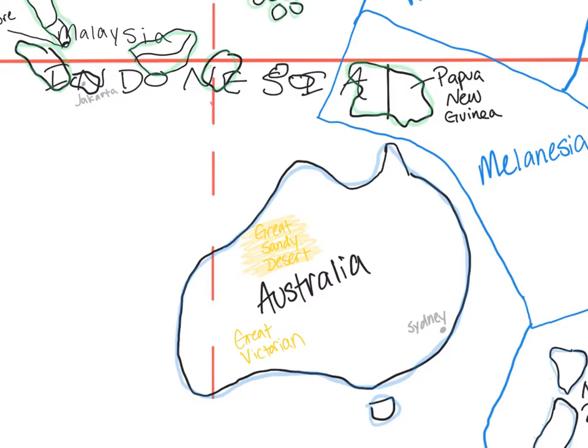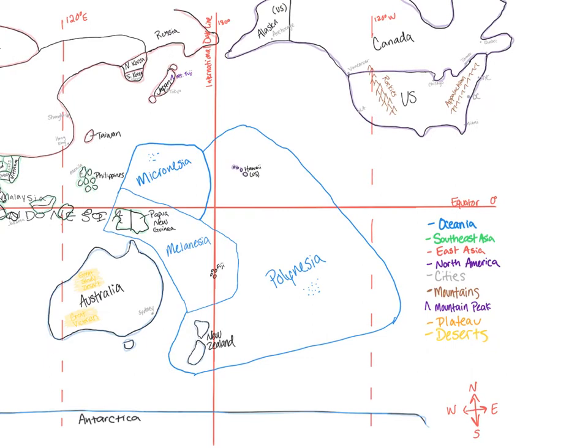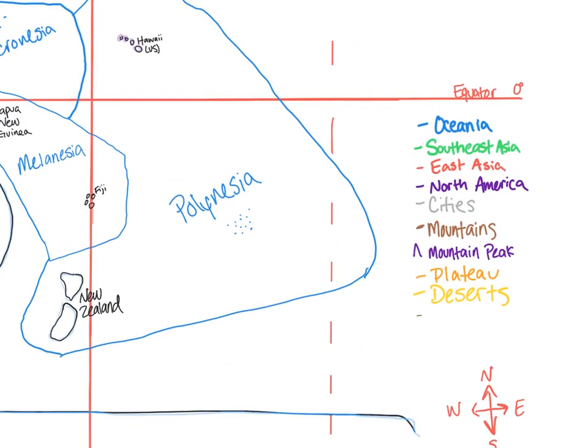All right, those are our deserts. Next, we have our plains regions. We just have two of these, the plains.